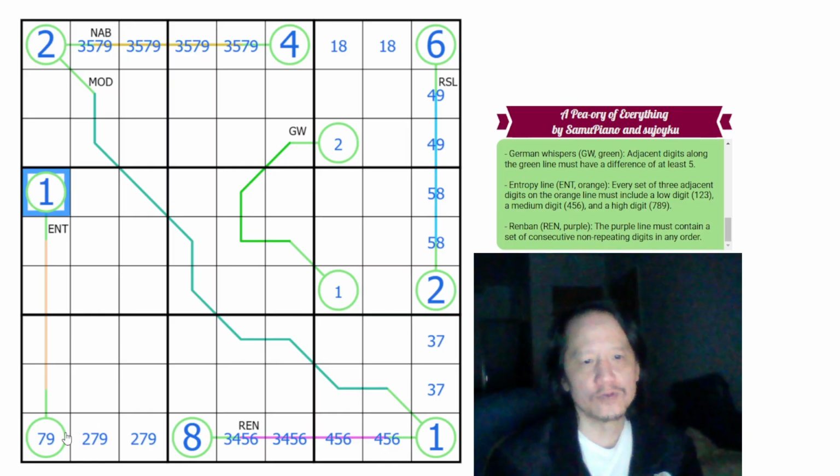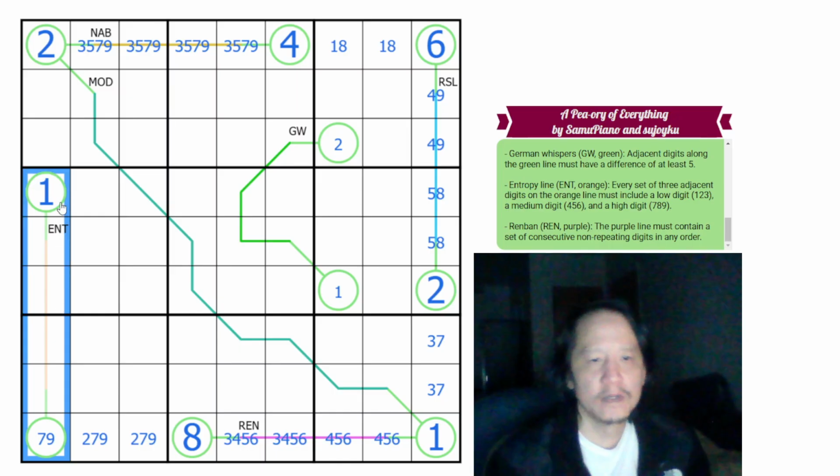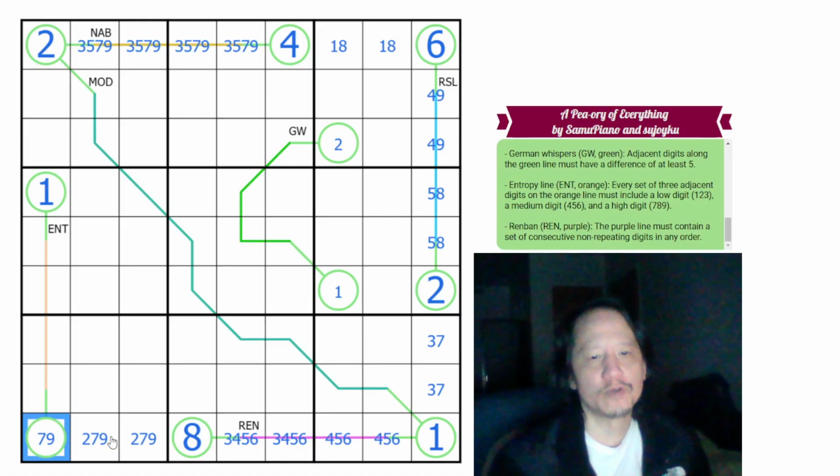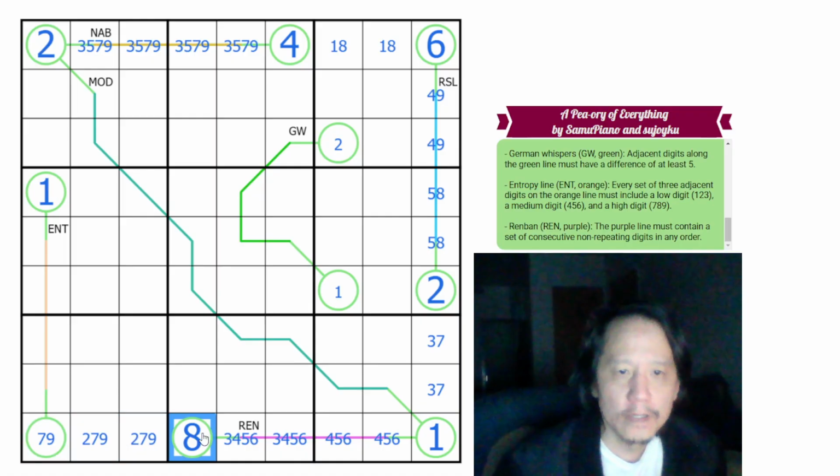We know that for certain then because there's no 2. It can't be 3. So it has to be 1 and 7 or 1 and 9. This is 8. So this could be 2 and that could be 1. One of them is 2, one of them is 1. We don't know which is which though.